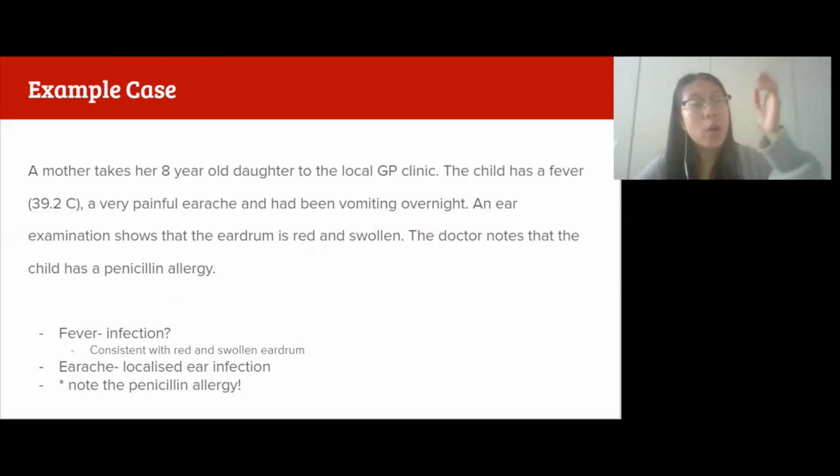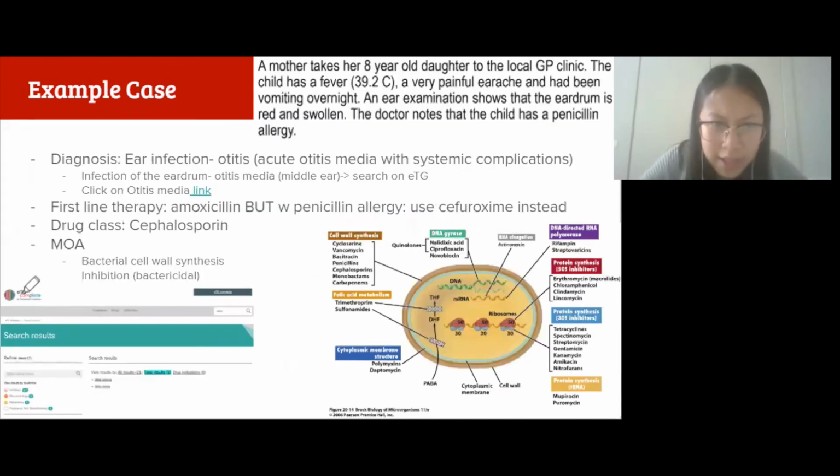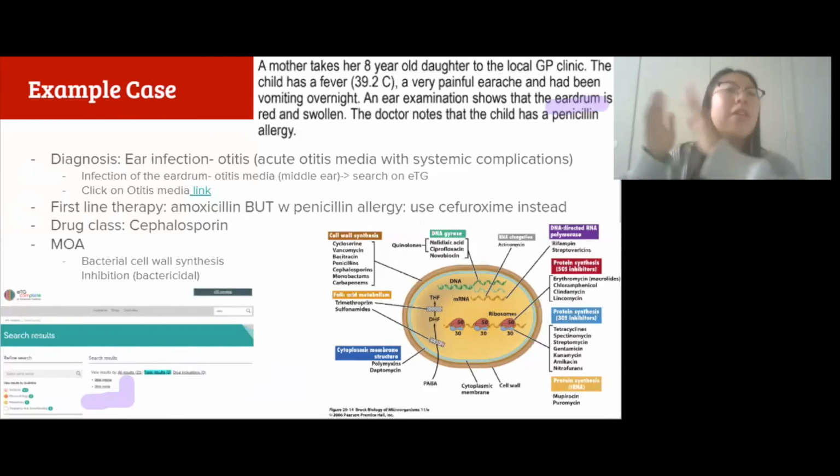Hop onto ePharmacology. You go into the e-therapeutic guidelines. It looks a bit like this, ETG, therapeutic guidelines. And I'd search up, like, what is an ear infection? It's otitis. And then I search up otitis, and it gives you otitis media and otitis externa. Which one is it? Well, we've been told that there's a very painful earache, and the ear examination shows that the eardrum is red and swollen. If the eardrum is red and swollen, that's going to give us a hint as to where in the ear we have the infection. Is it the external ear, middle ear, or whatnot, right? So if it's the eardrum, then that actually narrows it down for us, and that tells us it's otitis media in the middle ear, and we know it's systemic complications because we've also got that vomiting, that fever.